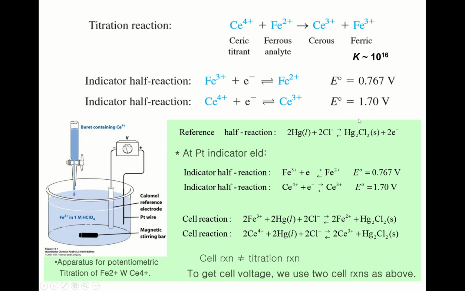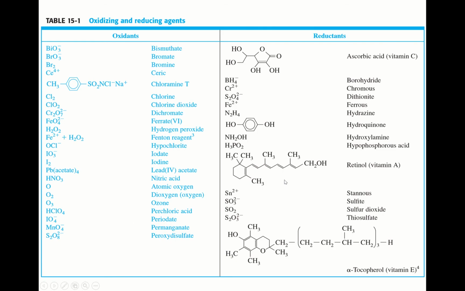But since the reference electrode potential is all the time the same, from now on we don't need to consider it this way. We consider only this reaction. And then you will learn how to calculate the potential measured between this indicator and reference electrode. All right. Okay, let's stop temporarily here.